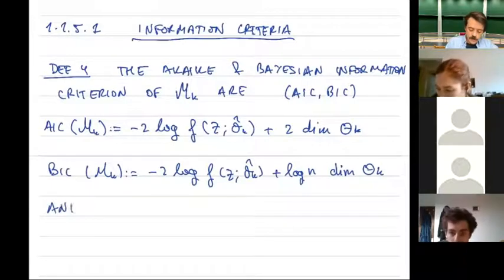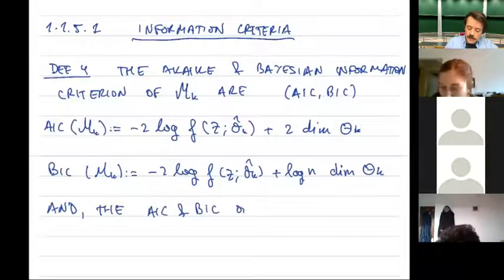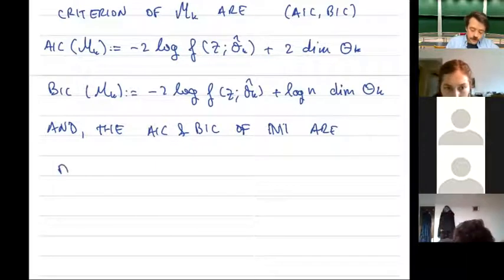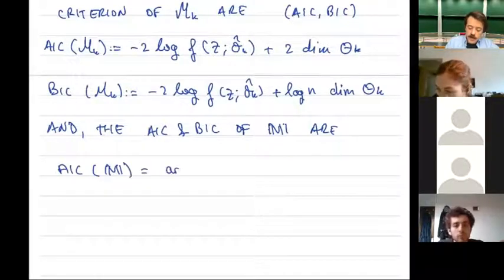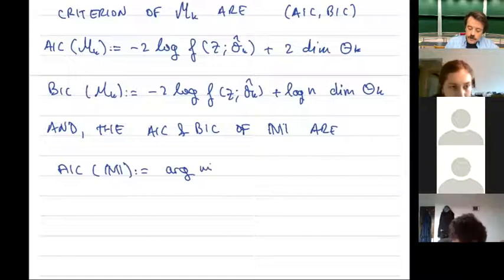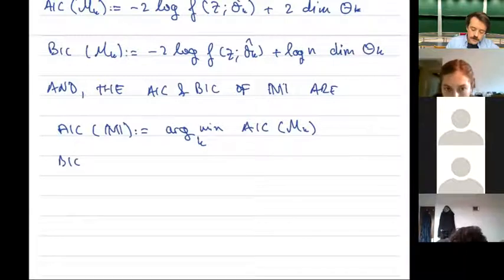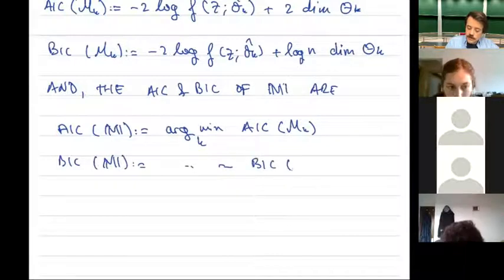And the AIC and BIC of a collection of models are again respectively given by the arg min, so we wish to minimize the AIC and the BIC of each of our models, and same idea with BIC.